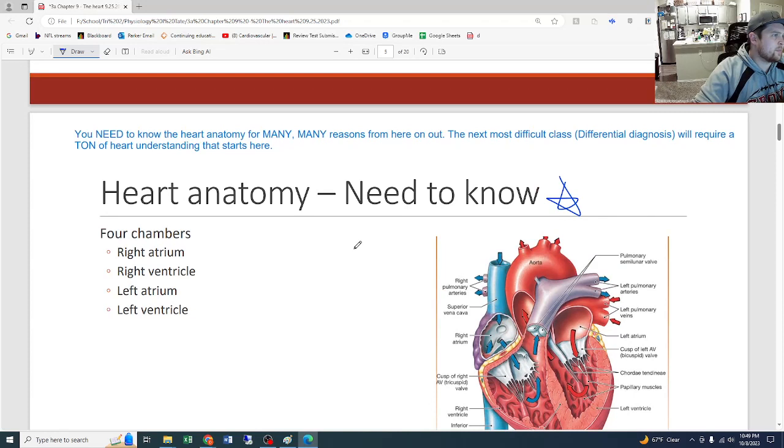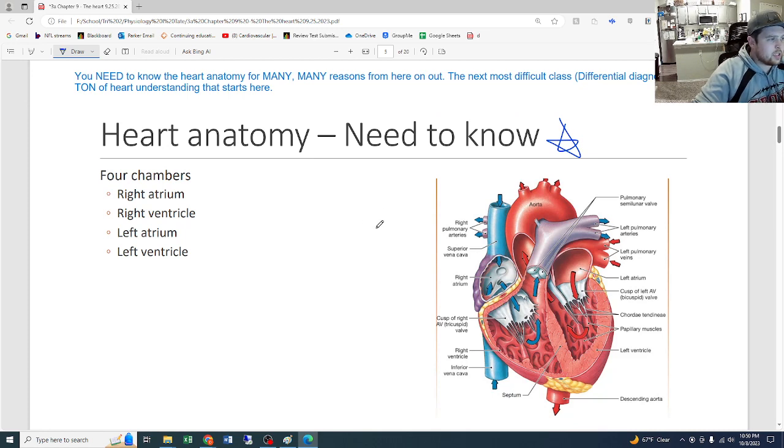Okay, so heart anatomy. You need to know the heart anatomy, in case you did not hear my little spiel earlier. You need to know the heart anatomy for many, many reasons from here on out. One of the next most difficult classes, differential diagnosis, will require a ton of heart understanding that starts here. If you understand the heart here, you will be in a much better spot further on down the road.